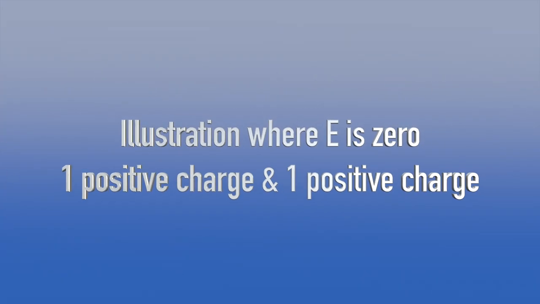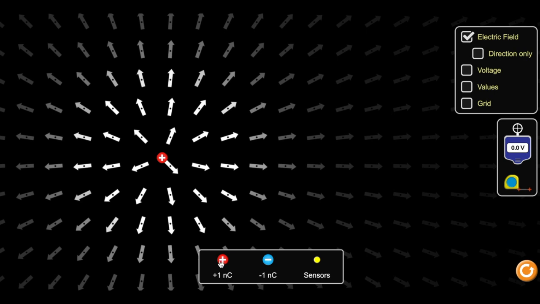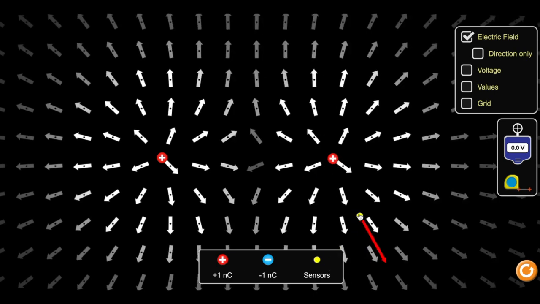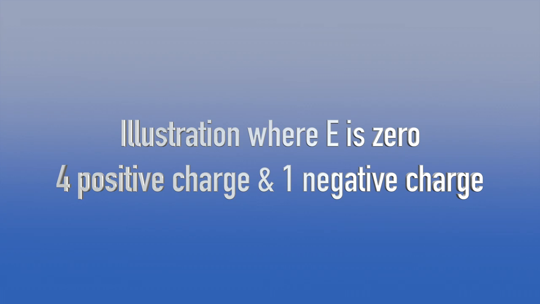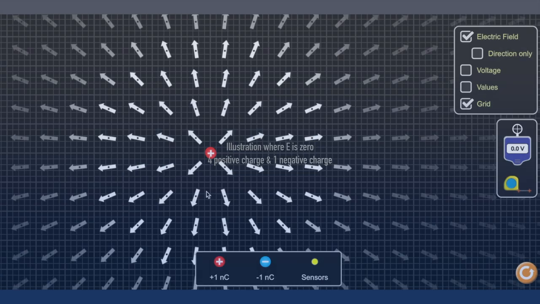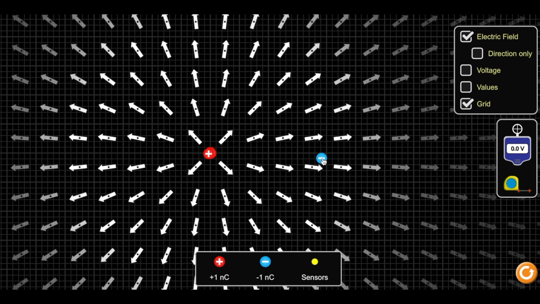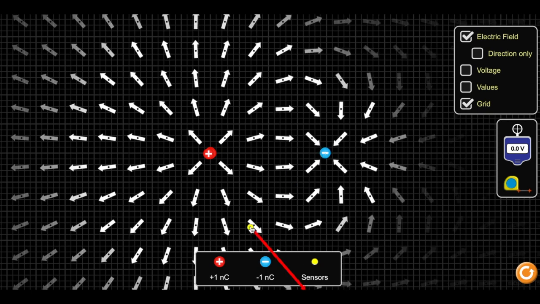Next, I'm going to show you how to find the location where the electric field is 0 when you have 1 positive charge at one location and 1 positive charge some meters away from it. Finally, I'm going to illustrate how you can find the location where the electric field is 0 when you have 4 positive charges at one location and 1 negative charge 2 meters away from it.